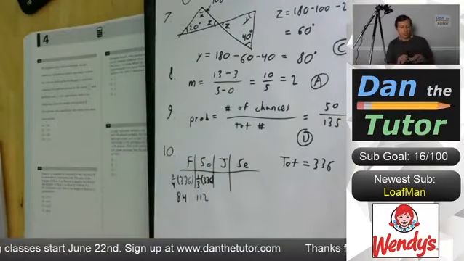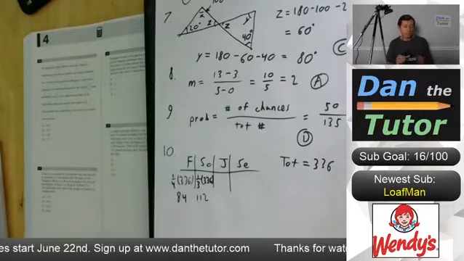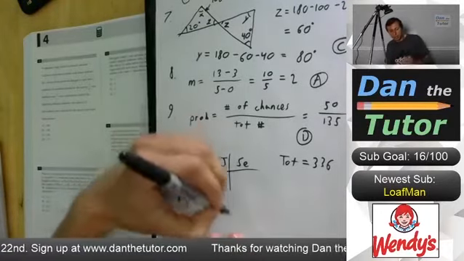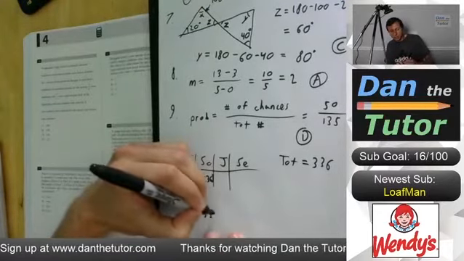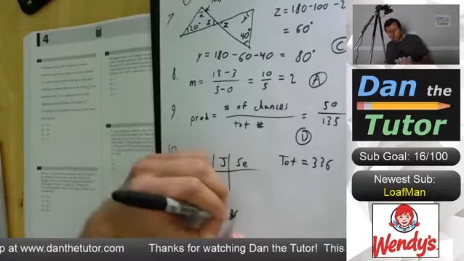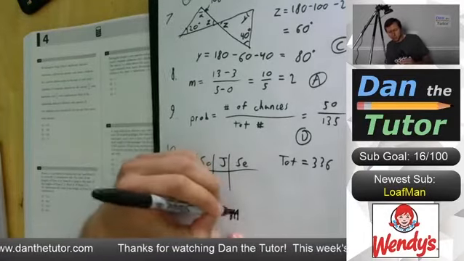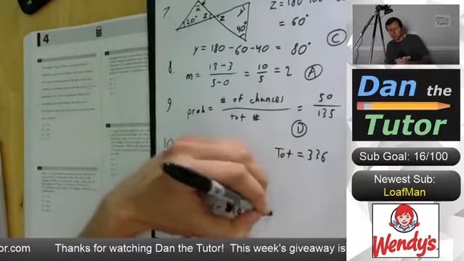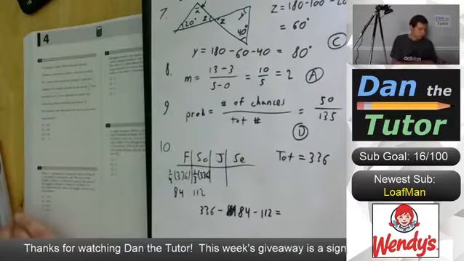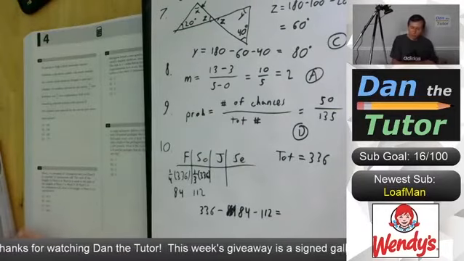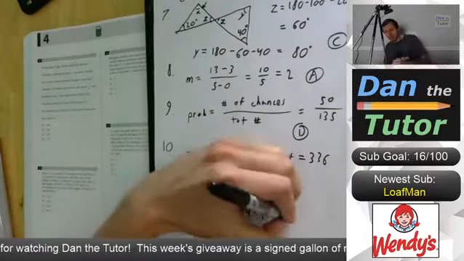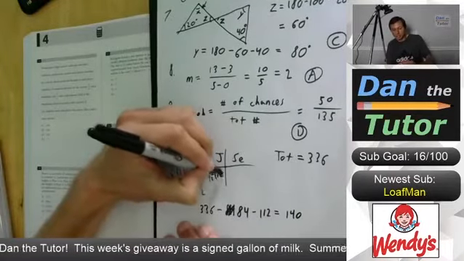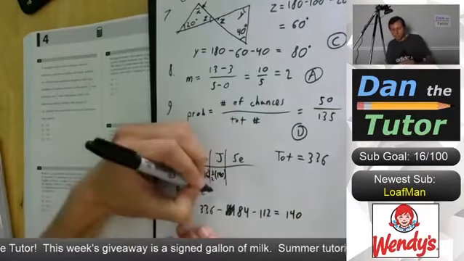And then here's where it gets interesting because it says half of the remaining selected students were juniors. So it's not half of 336, it's half of 336 minus the number of freshmen, which is supposed to be a 4, minus the number of sophomores. So 336 minus 84 minus 112 is going to give us 140. And half of that are juniors. So 1/2 times 140, which would just be 70.